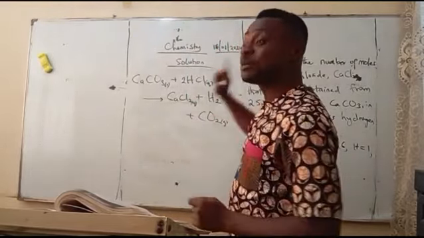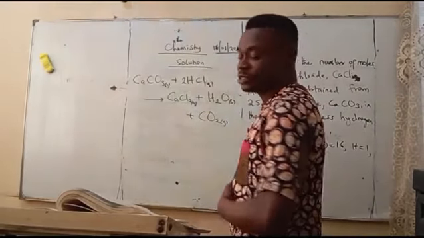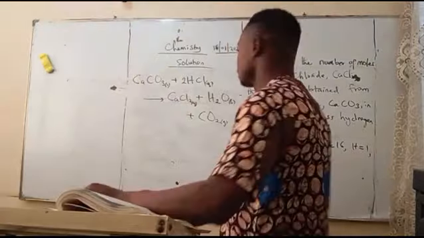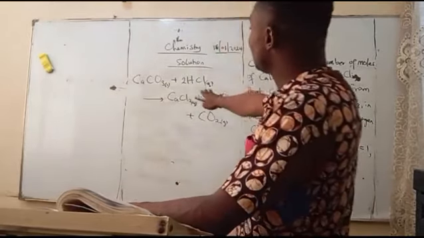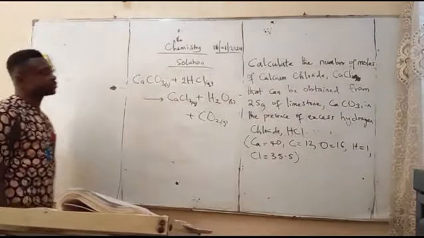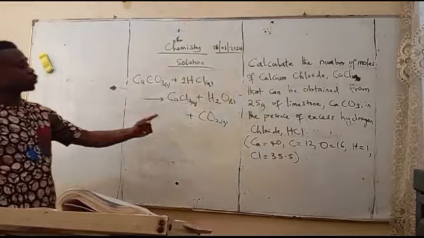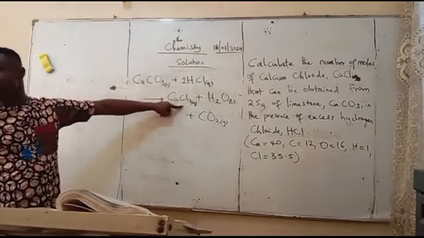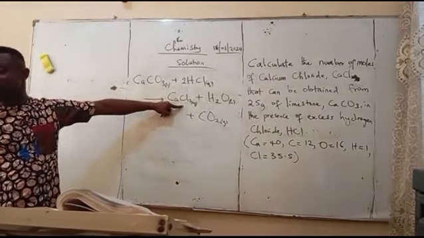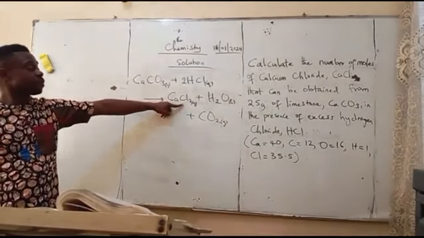Now this is the first step to be able to solve it. If you make any error here, forget that question. You can never get that answer. Now, having established the balanced chemical equation, let's look at the question again. It says we are calculating the number of moles of calcium chloride. Please, if there's anything you don't understand, ask questions. Don't keep quiet, okay? Please.